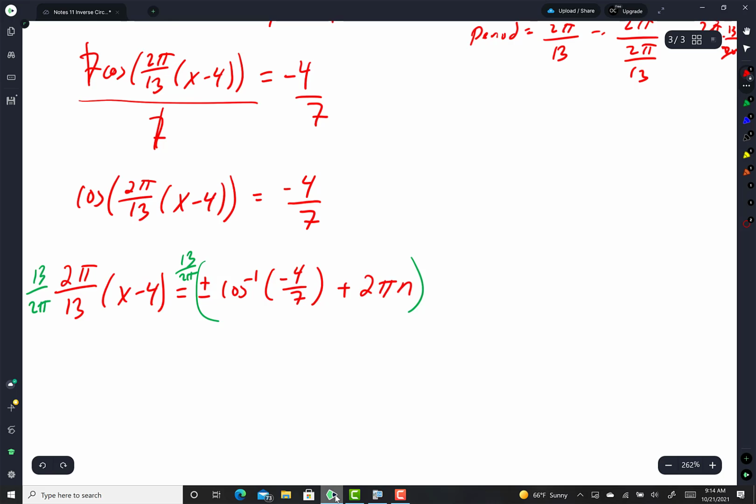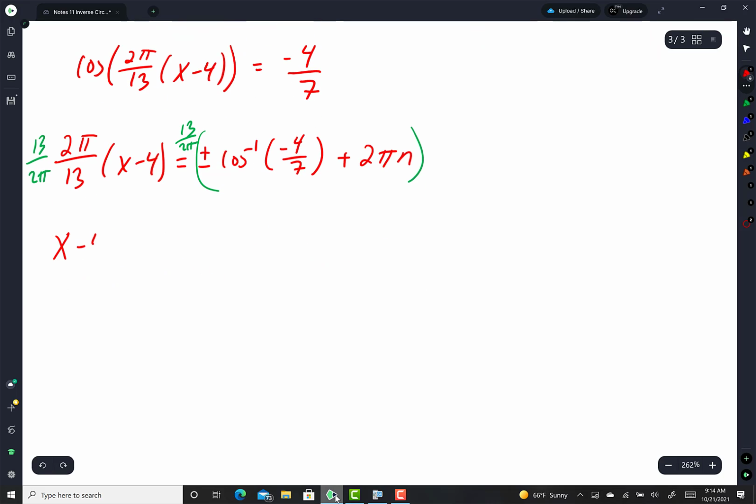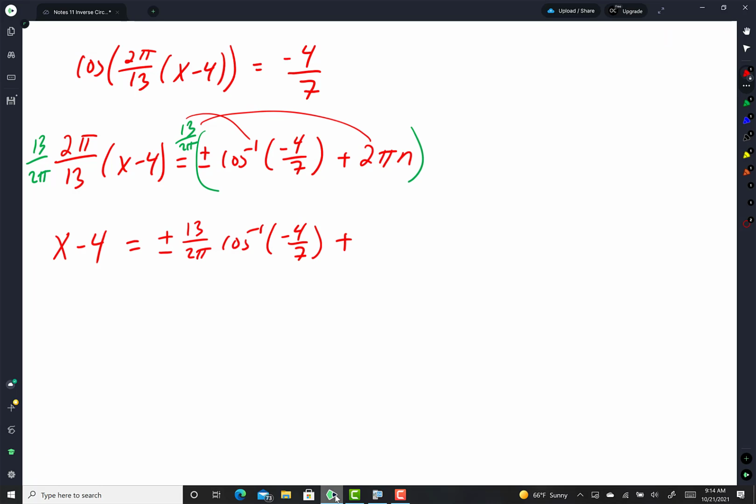So here's how it's going to look. It's going to say x minus 4. You can drop the parentheses now because there's nothing in front of it. And I'm going to go ahead and distribute this. When you distribute it, put it right next to the cosine like this, arc cosine. 13 over 2 pi arc cosine of negative 4/7 plus, when you're distributing 13 over 2 pi times 2 pi n, the 2 pi's cancel out and you just get 13n.